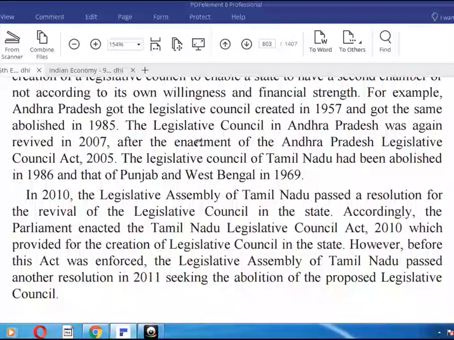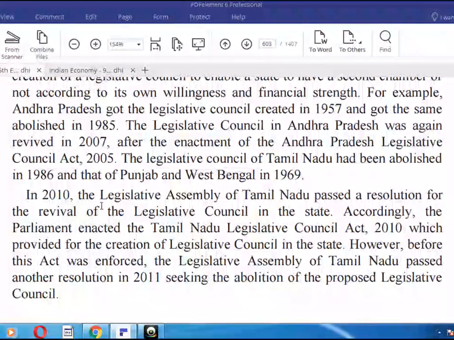The Legislative Council of Tamil Nadu had been abolished in 1986, and that of Punjab and West Bengal in 1969.